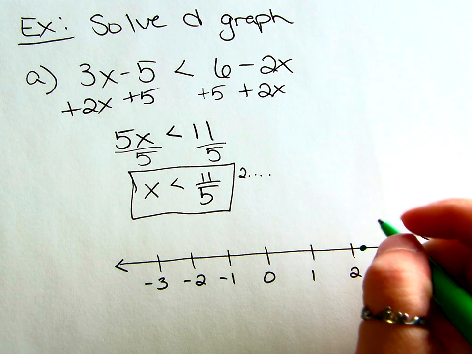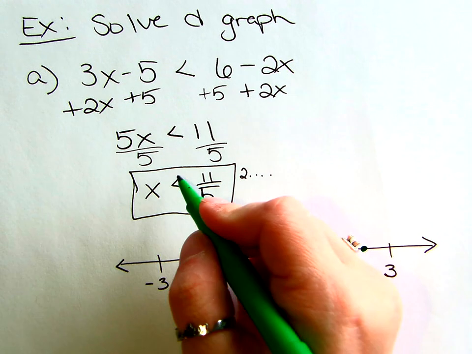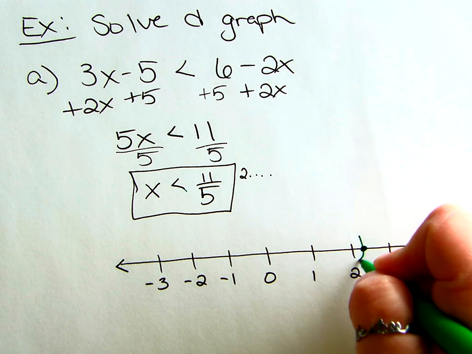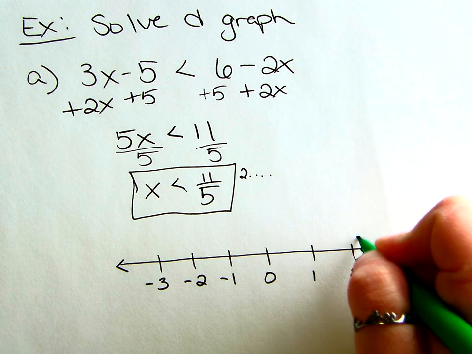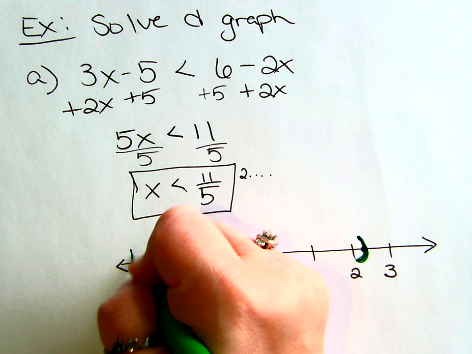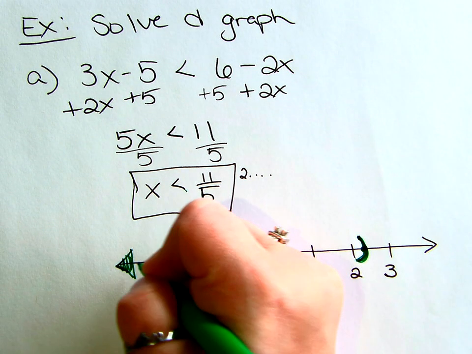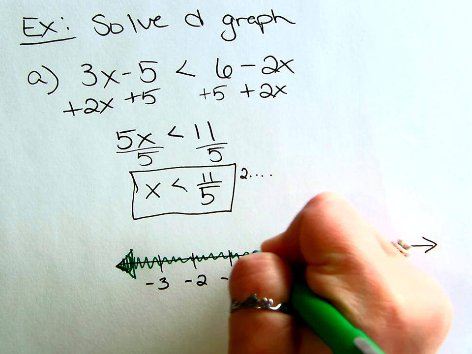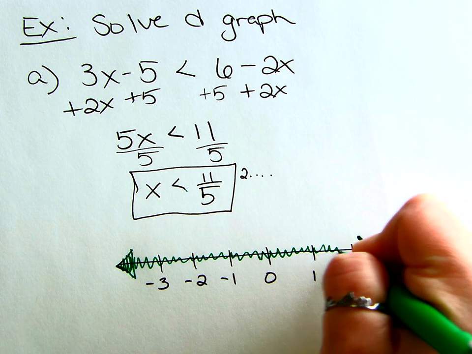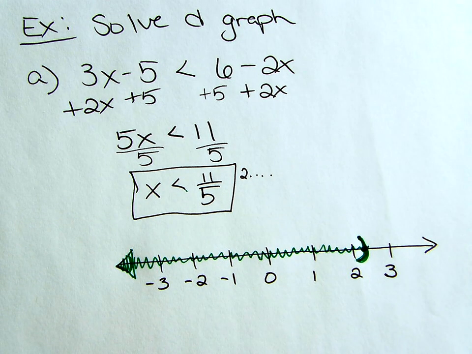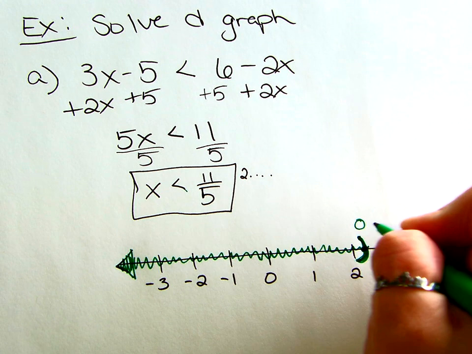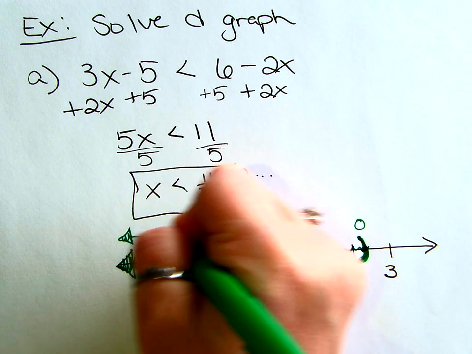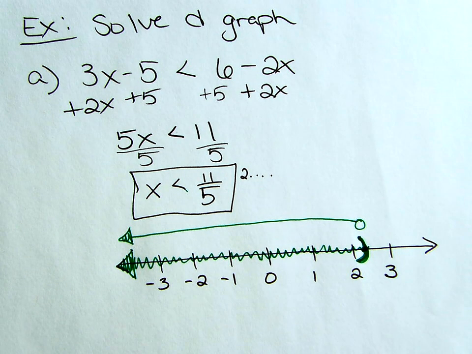Left. So I'm going to use, since it is less than, I'm going to use a parenthesis. And it opens to the left because I am going to shade in the space to the left, because all of these values, 0, 1, 2, are less than the 2.2 or 11/5. You could do an open circle as well if you wanted to use an open circle. Again, though, the picture doesn't change. It would still head off to the left.